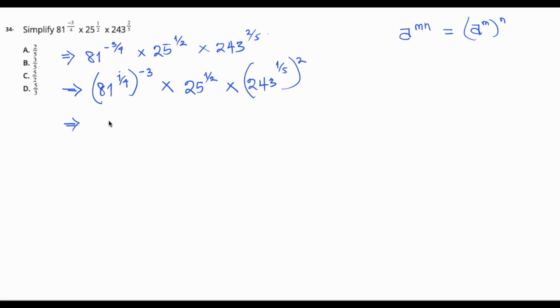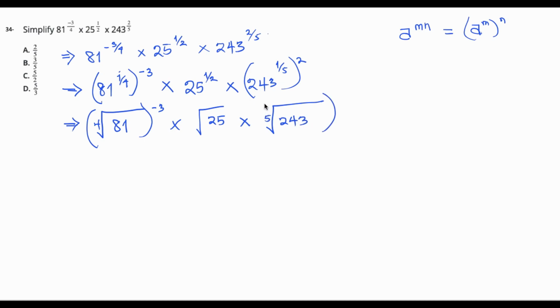So if we evaluate this, we're looking for the fourth root of 81 raised to power minus 3. And in this case, we're looking for the square root of 25. In this case, we're looking for the fifth root of 243, all squared.